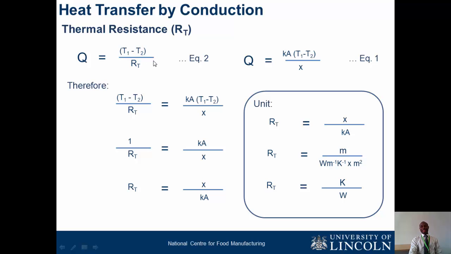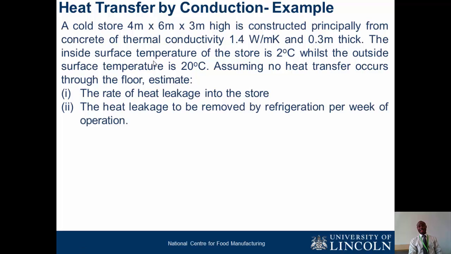Now let's look at an example. Let's apply the equation we've gotten to a particular example. This is an example of a cold store which is constructed from concrete of a thermal conductivity of 1.4, and the thickness of the material is 0.3. The inner temperature is 2, and the outside temperature is 24 degrees Celsius. Assuming no heat transfer occurs through the floor, estimate the rate of heat leakage into the store, and second, the heat leakage to be removed by refrigeration per week of operation.